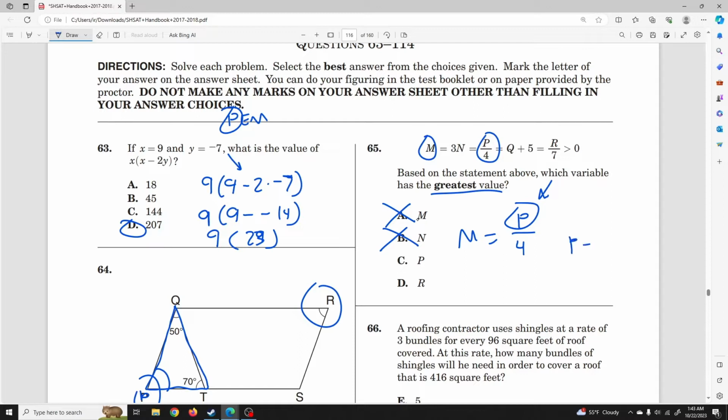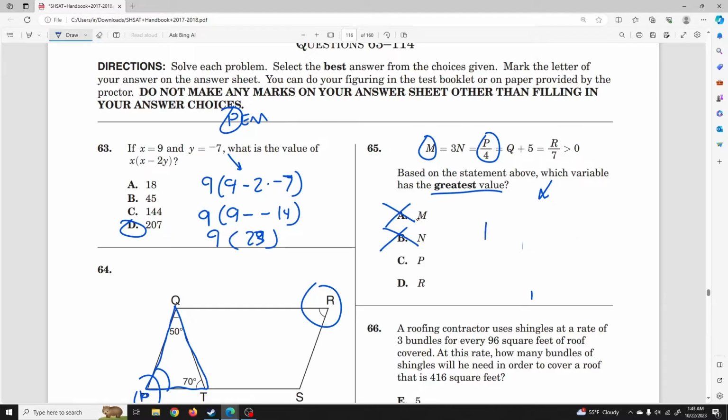Let's say that p was equal to 8. If p was equal to 8, 8 divided by 4, that would make m 2, right? So m is equal to a bigger number divided by another number, right? Because we're dealing with division, that means that m cannot be our greatest value. Plug in random values, you get that m is a small number, right? So now we're left choosing between p and between r.